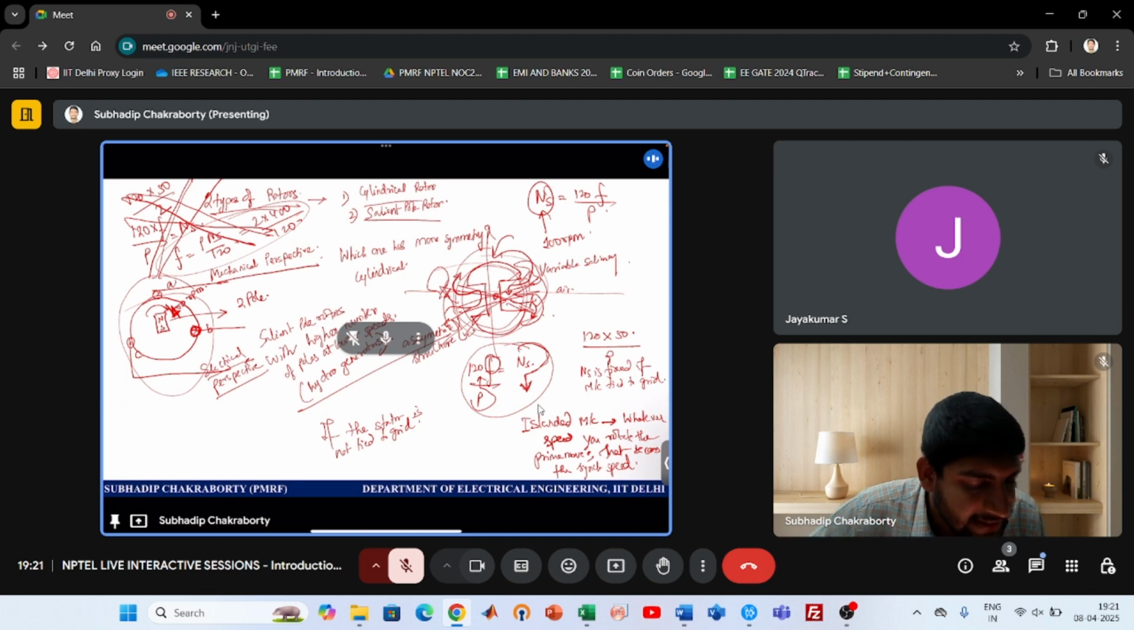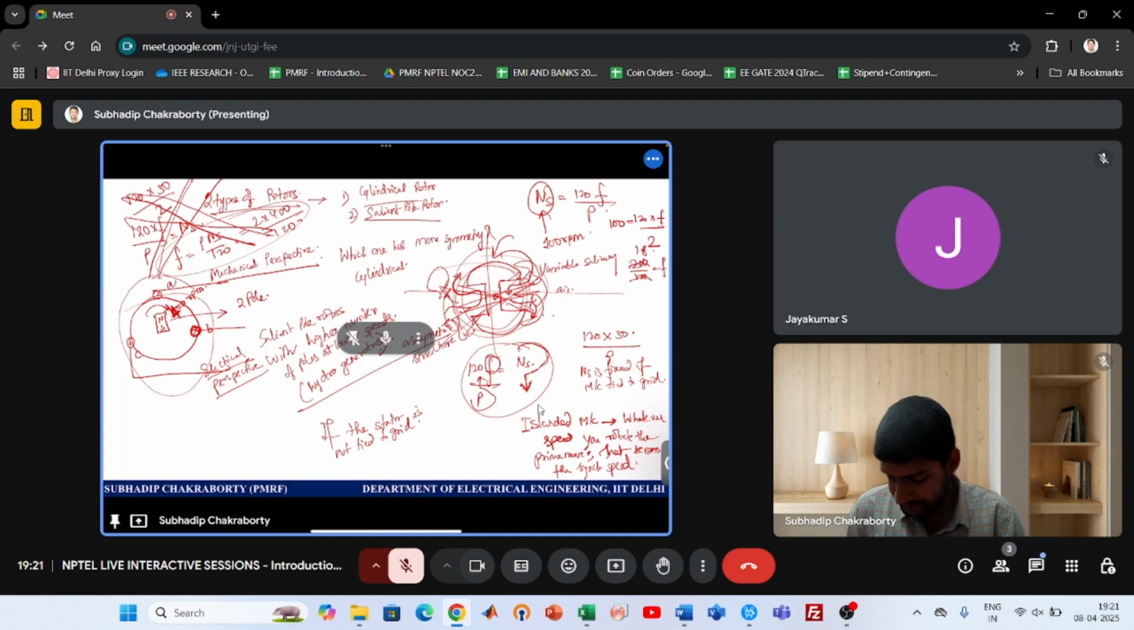So what will be the correct answer? 100 equals 120 into F by P. F I don't know, F I have to determine. So 200 by 120. Accordingly you just calculate, some 1.8. Around 1.8. Okay. How much is it coming? 20 by 12? 1.7. Okay. So that is the frequency.